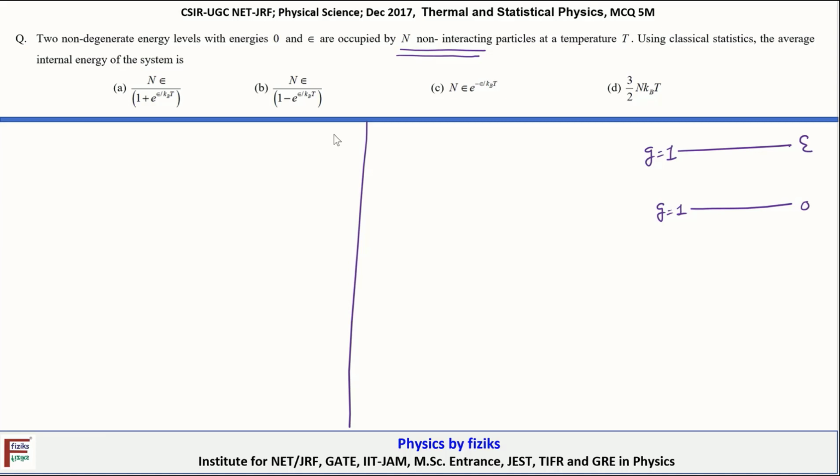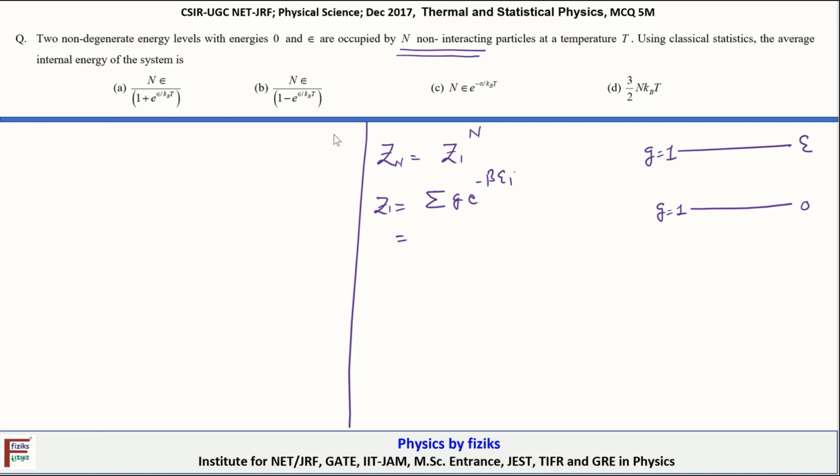Using classical statistics, the average internal energy of the system is, okay, so we can work out the average energy by making use of the partition function approach. So first of all we will write the partition function for this n particle system, and I'm writing directly the partition function for the n particle system, that will be simply Z1 power n. Okay, so what is Z1 now? Z1 is the partition function for a single object, so as we did in the previous problem, G exponential minus beta Ei.